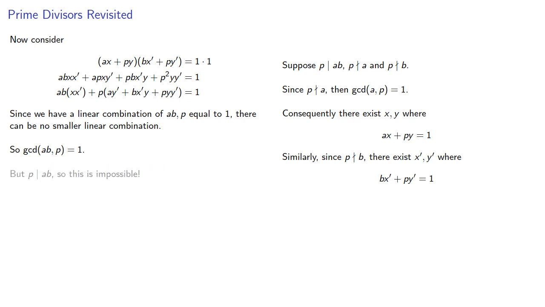But remember, we assumed that p divided the product, so this is impossible. So it can't be true that p doesn't divide a and p doesn't divide b. p must divide at least one of them.